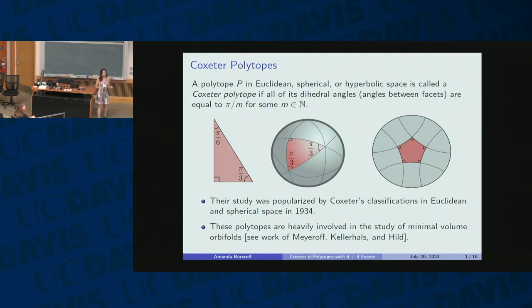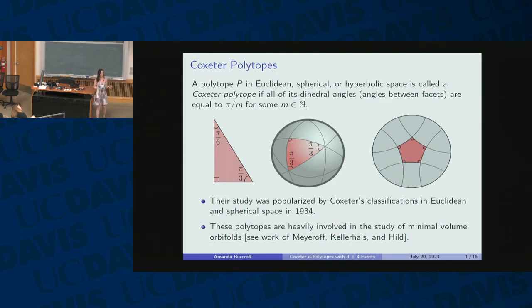This is a polytope that lives in Euclidean, spherical, or hyperbolic space, such that all of its dihedral angles, that is, the angles between its facets, are equal to pi over an integer. For example, we have a 30, 60, 90 triangle in Euclidean space, this isosceles triangle in spherical space, and a right-angled pentagon in hyperbolic space. Whenever I draw hyperbolic space, we're going to be working in the disk model.